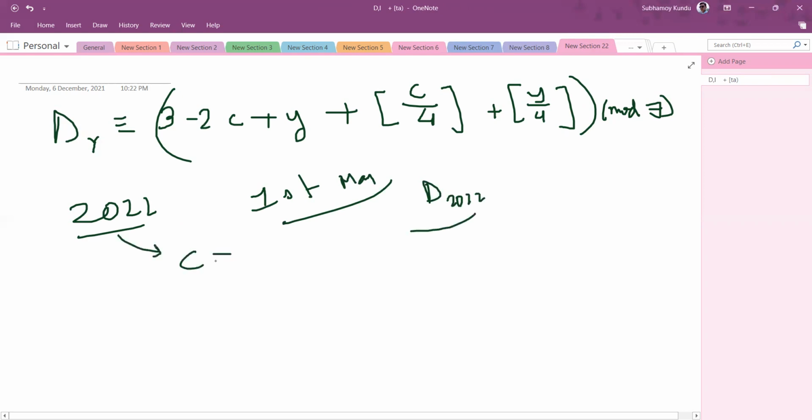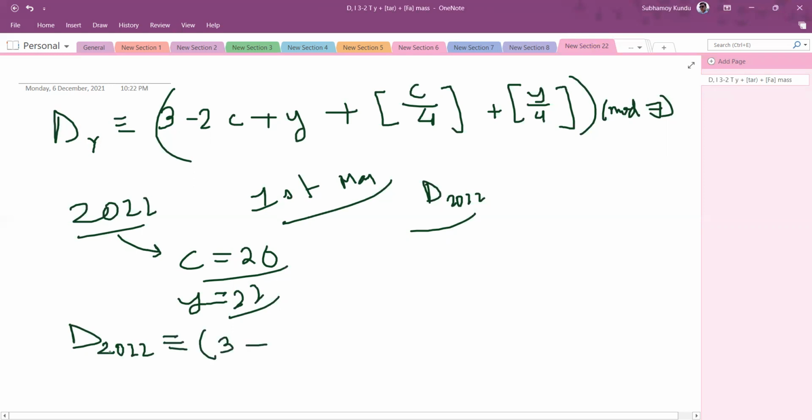So for 2022, c is 20, y is 22. D2022 is nothing but 3 minus 40 plus 22 plus c by 4, which is nothing but 20 by 4, which is 5. Let me write it down as 5. Floor of 5 means 5.